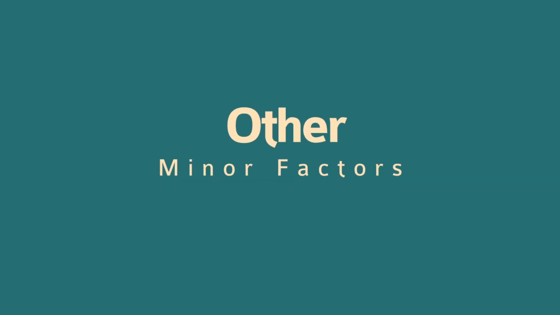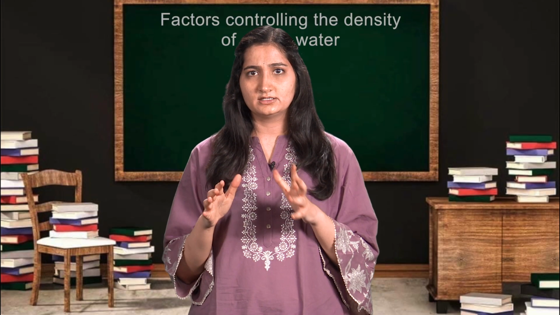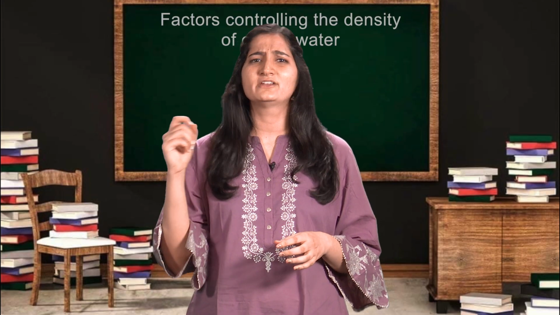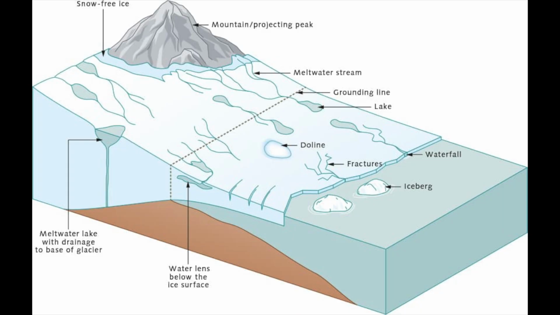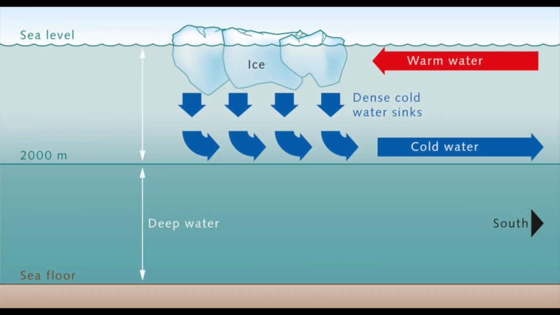Other minor factors. In addition to the above stated major factors, there are some minor factors which also affect the density of the seawater. For example, rainwater, the surface runoff brought by the rivers flowing into the oceans, and meltwater from the ice and snow deposited on the ground are such minor factors which contribute to lowering the density. On the contrary, evaporation, cooling of the surface water and the processes of ice formation tend to increase the density of the ocean water.